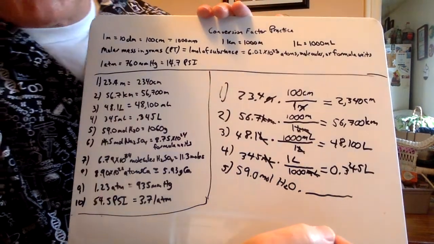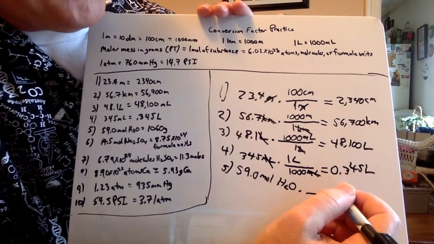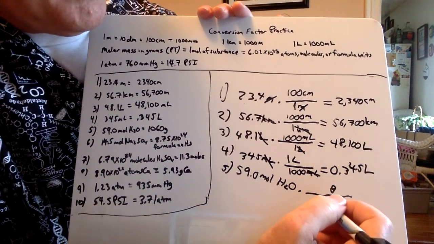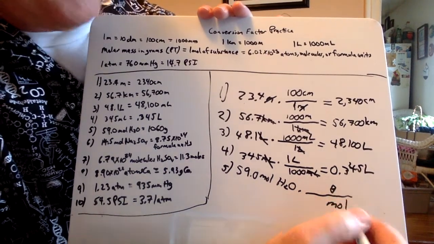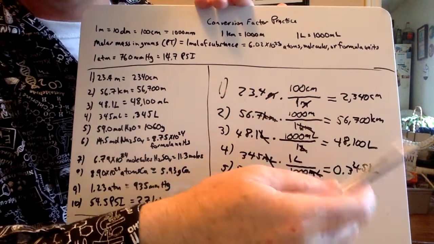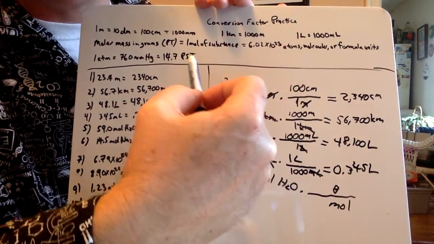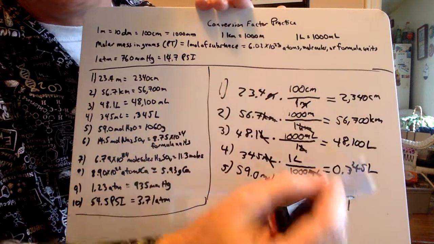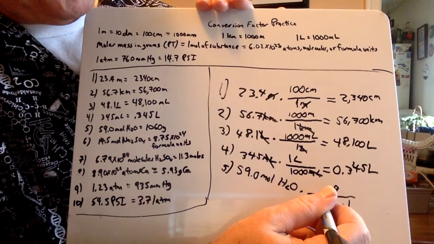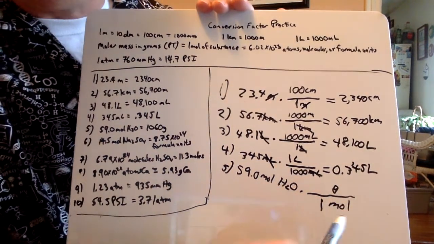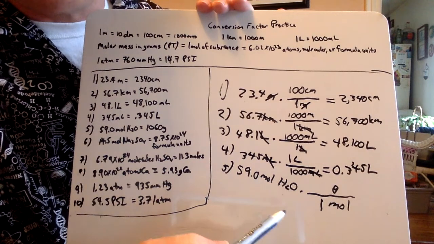I want to change that to grams, so I'm going to put grams on top. I'm going to put moles on bottom. So up here, we see that molar mass in grams equals 1 mole. So the number in front of moles is 1. And for the molar mass, I need to add up water's molar mass.